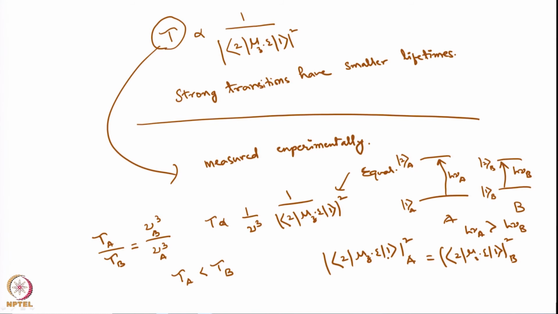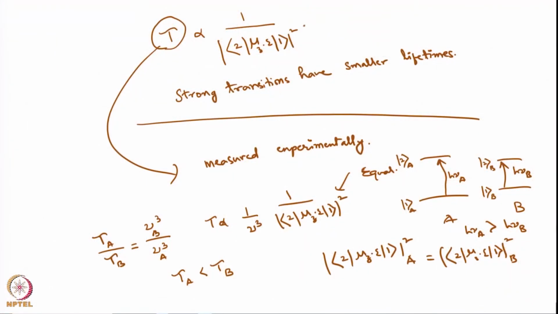Of course, if they are not equal, then it will be a complex mixture of the ratio of the transition dipole squares and the nu cube. So this is a way one can estimate. If tau can be experimentally measured, then depending on where you have excited, what is the nu, one can actually experimentally estimate the transition dipole.